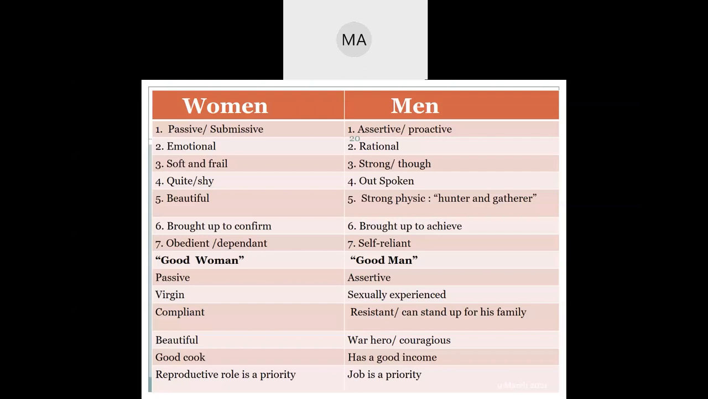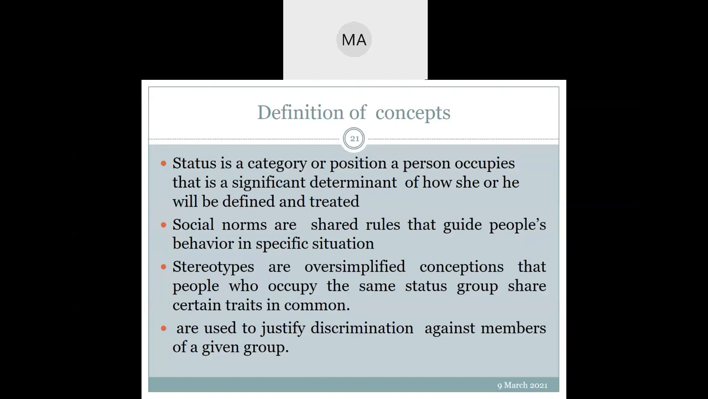But all of these are not related with nature, but rather with nurture, which is related with gender. And when we are defining status, it is a position a person occupies, and a trait like being male or female may have different status for different duties and responsibilities. At the same time, social norms are behaviors for specific situations and specific people. And stereotypes are oversimplified concepts that people who occupy the same status share certain traits in common.